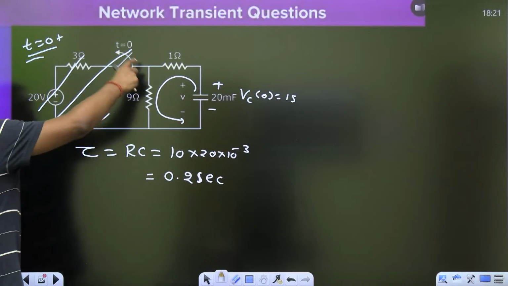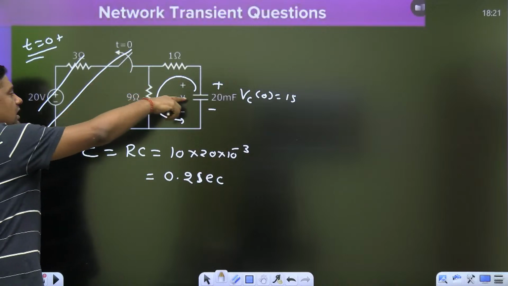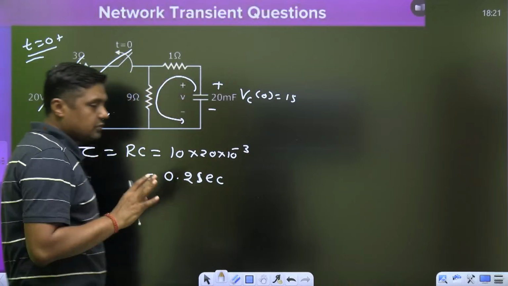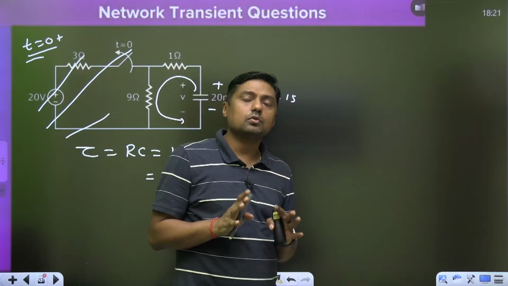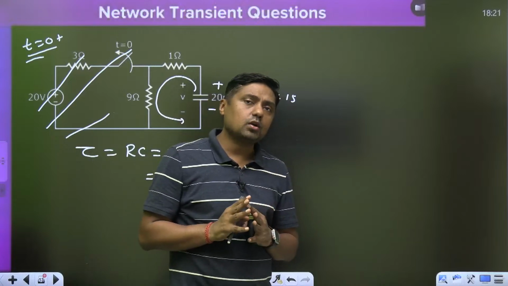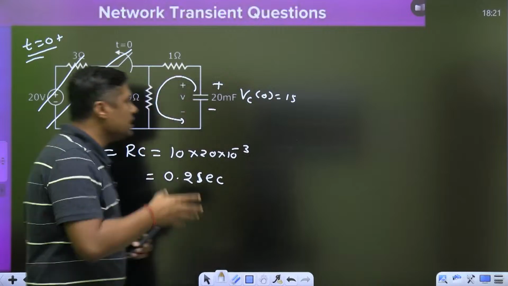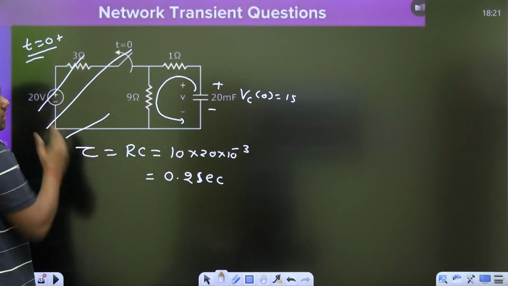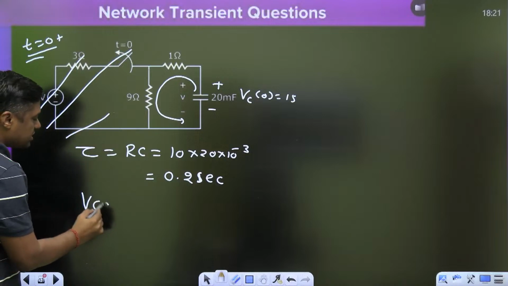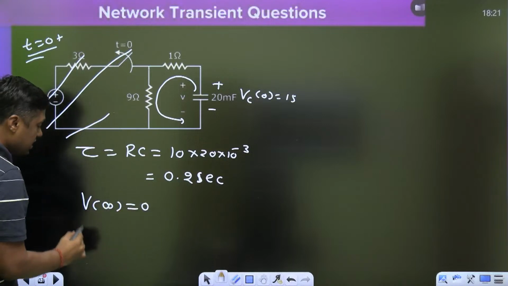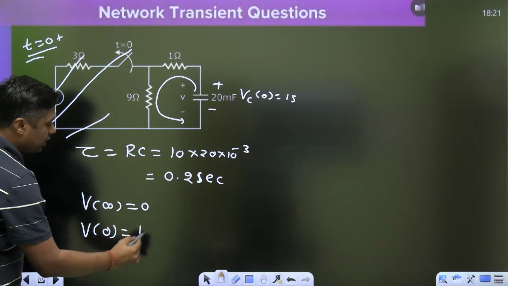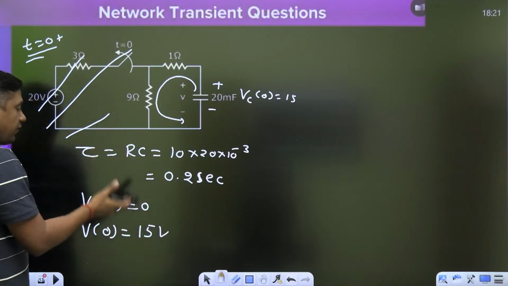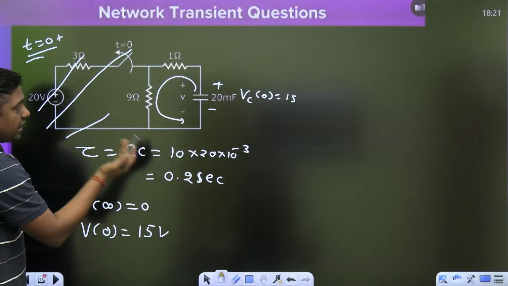Now there is no other battery. So what will happen? The capacitor will fully discharge if we give sufficient time. So what is the final voltage across the capacitor? 0. How can we say? Because there is no active source in this portion, because this is cut out. So the final voltage is 0. What is the initial voltage across the capacitor? 15 volt. We have the final voltage, the initial voltage, and the time constant.